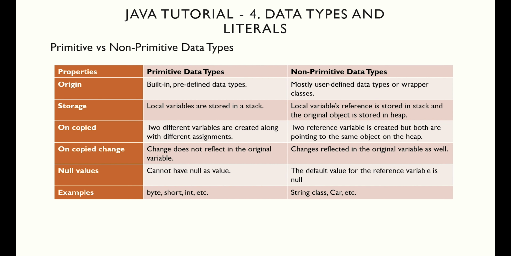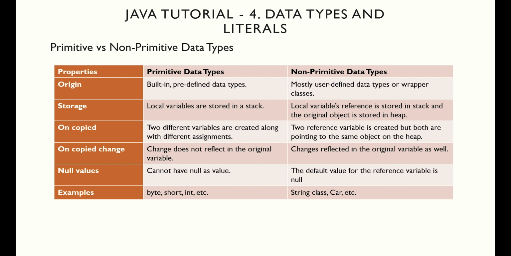Examples. The overall difference between primitive and non-primitive data types. So far, we have discussed in detail properties like origin, storage, null values, and examples. These two, uncopied and uncopied change, were mentioned implicitly. What does that mean? Uncopied. When you copy a primitive data type variable, two different variables are created with two different assignments, indicating separate memory allocation for both. So, when the copied variable's value is changed, it does not reflect in the original variable.